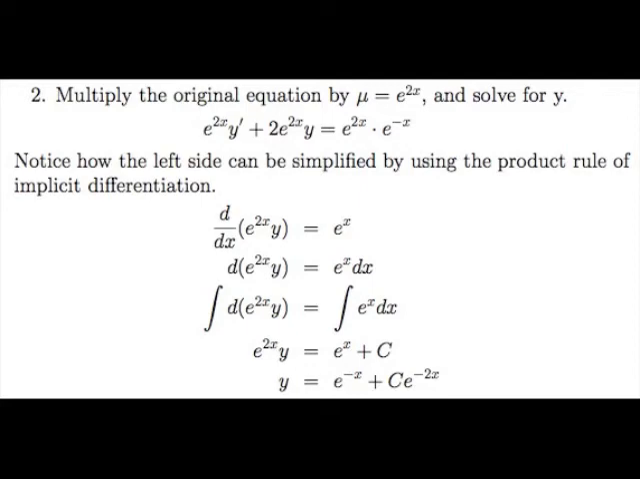And then you can divide by e to the 2x to isolate the y term to get your final answer of y equals e to the negative x plus c times e to the negative 2x. And you can stop there.